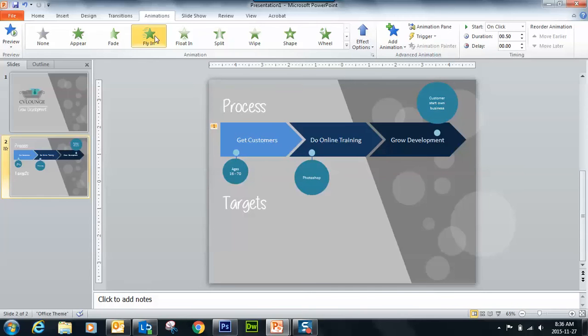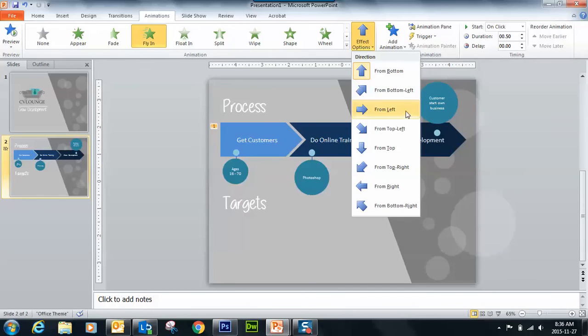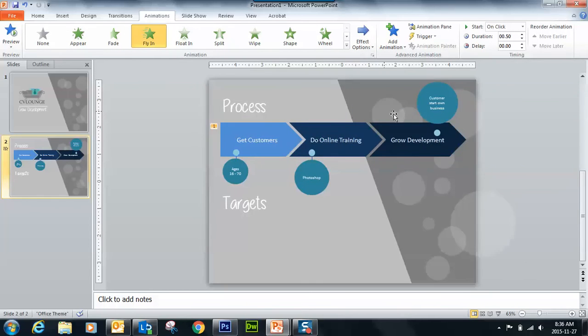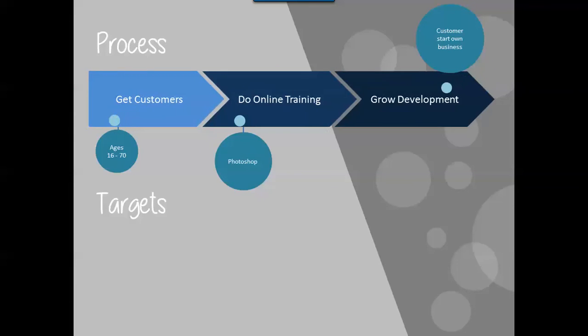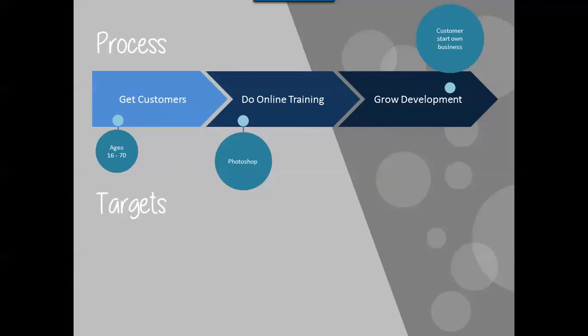Let us set the direction of the animation as well. Here at Effect Options, from the left, like that. So we can see it in action if we view it as a slideshow. Here at the bottom is a button to do this. And if you click like that, press Escape on your keyboard to exit this view.